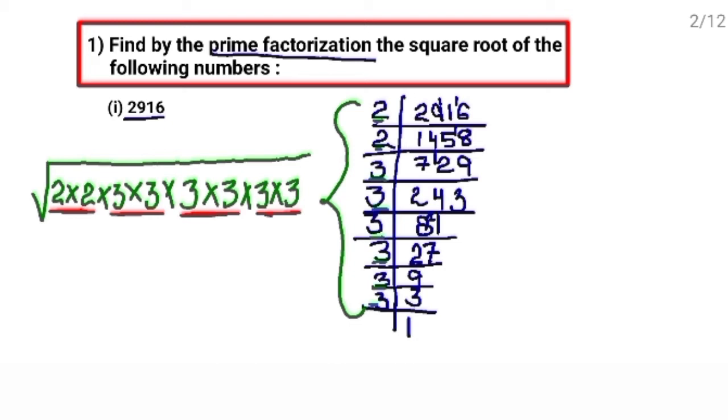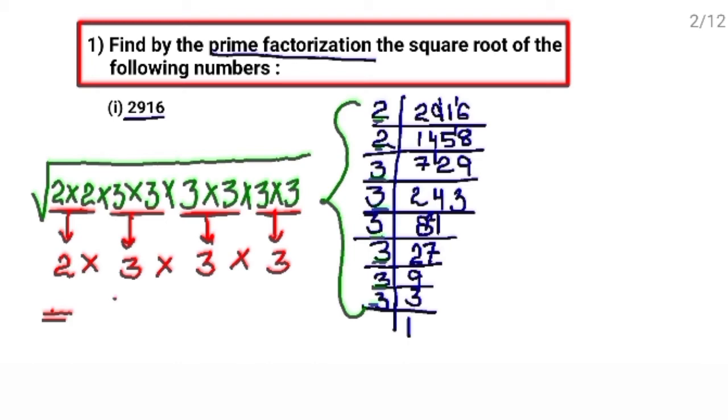In the next step, when the numbers come out of the square root symbol, we will take a single digit from each pair. Take 2 from this pair, multiply 3 from this pair, multiply 3 from this pair, multiply 3 from this pair. Now multiply them. 3 threes are 9, 9 threes are 27, 27 twos are 54. So the square root of 2916 is 54. This is your answer.